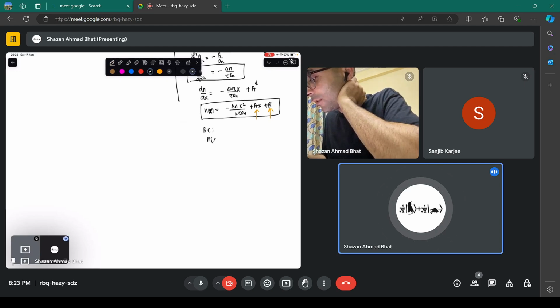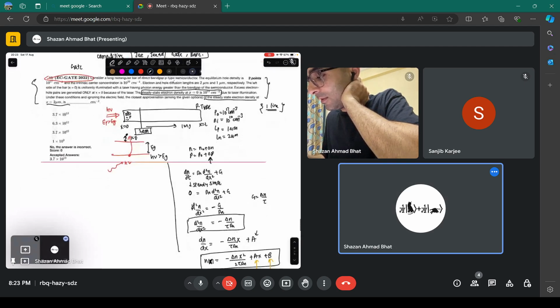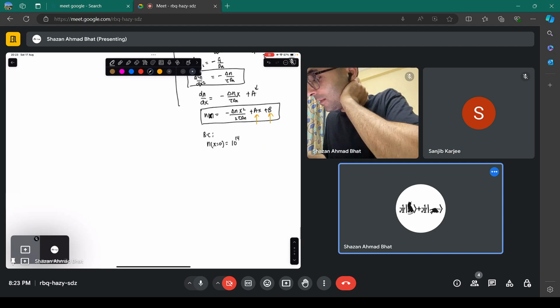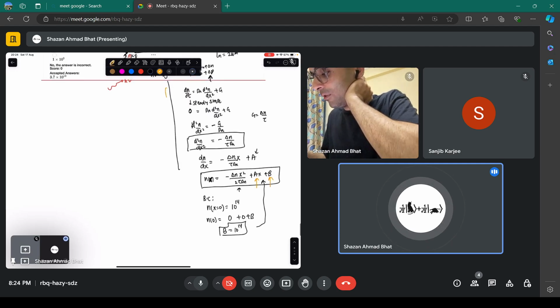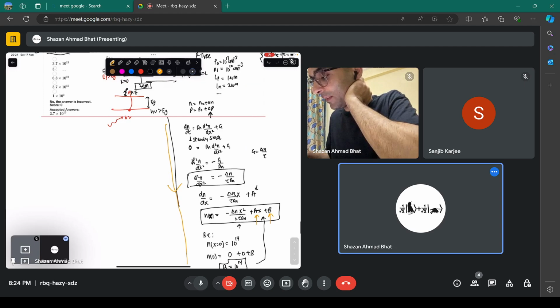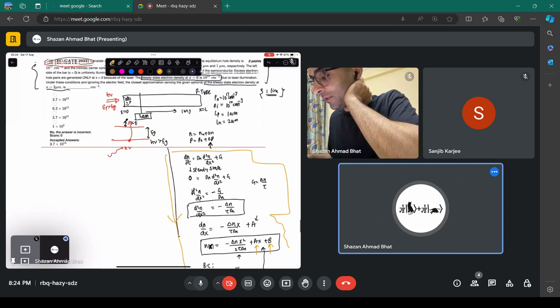We know that n at x equals 0 is something, maybe 10 to the power 14. Then they write that n of 0 is equivalent to 0 plus 0 plus b, and they get b equal to 10 to the power 14, and they keep going and compute the a by applying another boundary condition. So this is a very long procedure where you need to solve the equations. But this is a general procedure which cannot be used in a competitive examination, obviously.